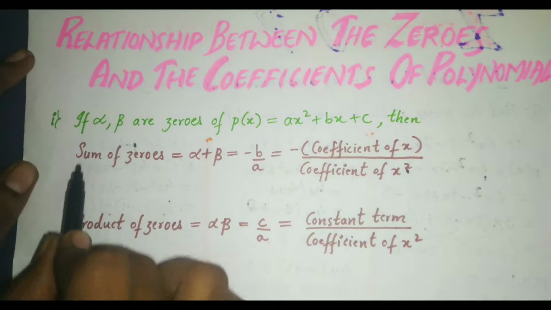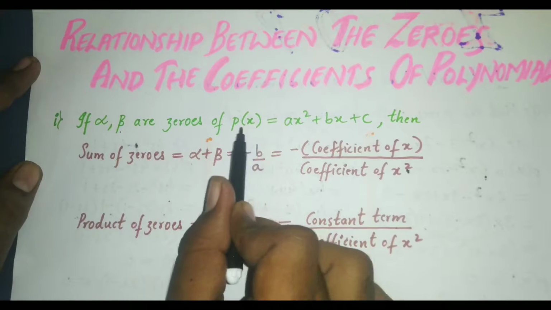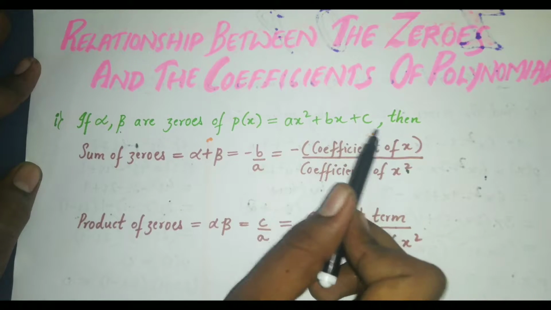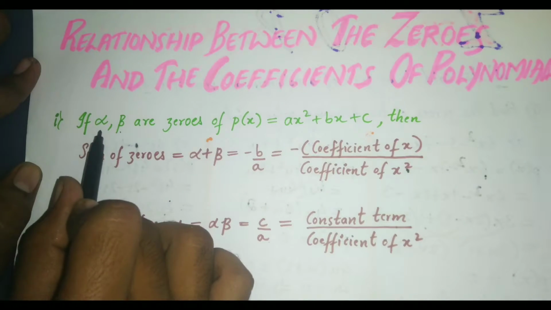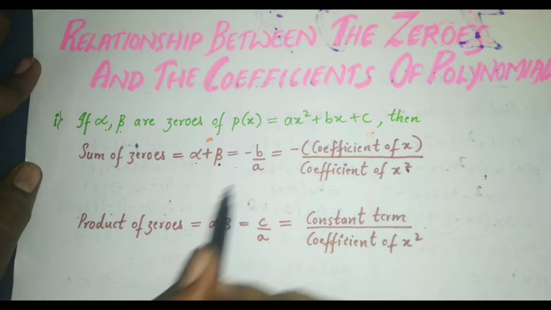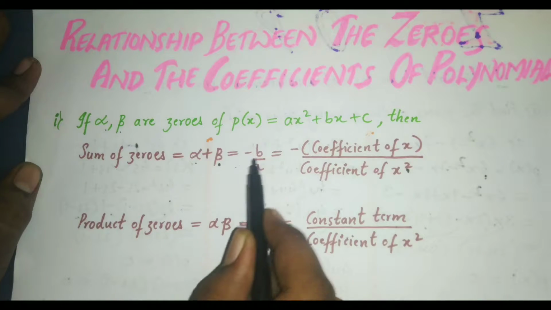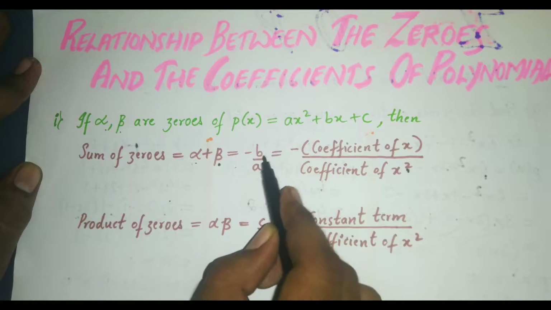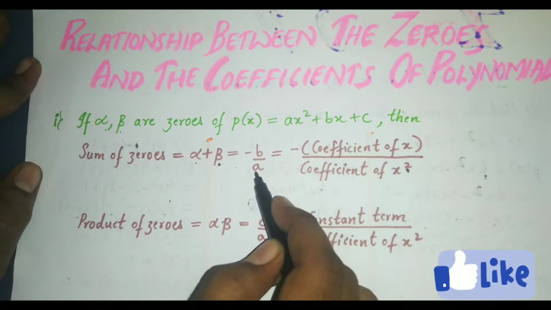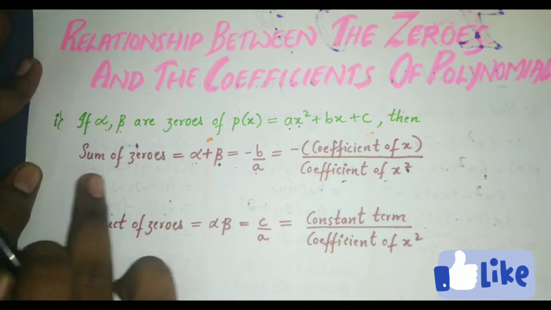First point you have to remember is that if alpha, beta are zeros of p of x, that is ax square plus bx plus c, a quadratic polynomial, then alpha and beta are the zeros of the polynomial. So the sum of zeros, that means alpha plus beta, will be equal to minus b by a. So if it is asked in the question to find the sum of the zeros, you can directly apply this formula, that is minus b by a. Minus b means coefficient of x, that whole thing with a minus sign, and a means coefficient of x square. Fine. So this is the procedure to find the sum of the zeros.